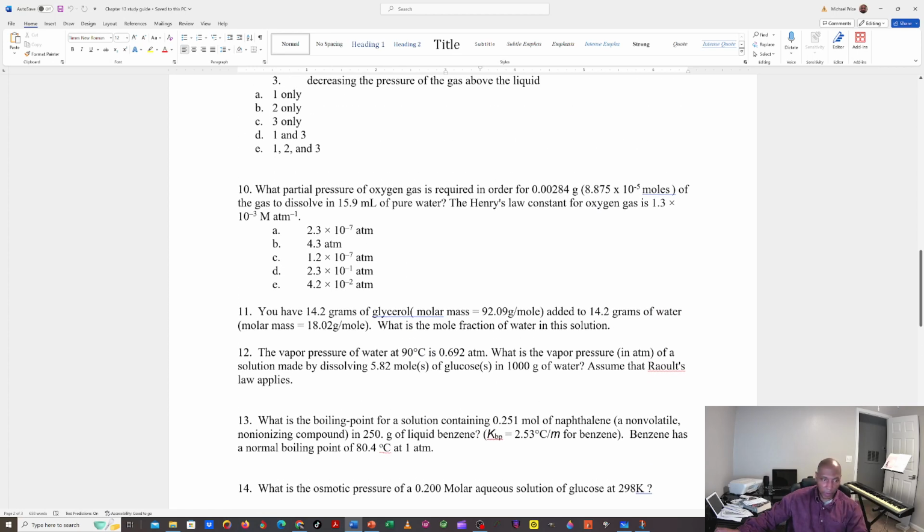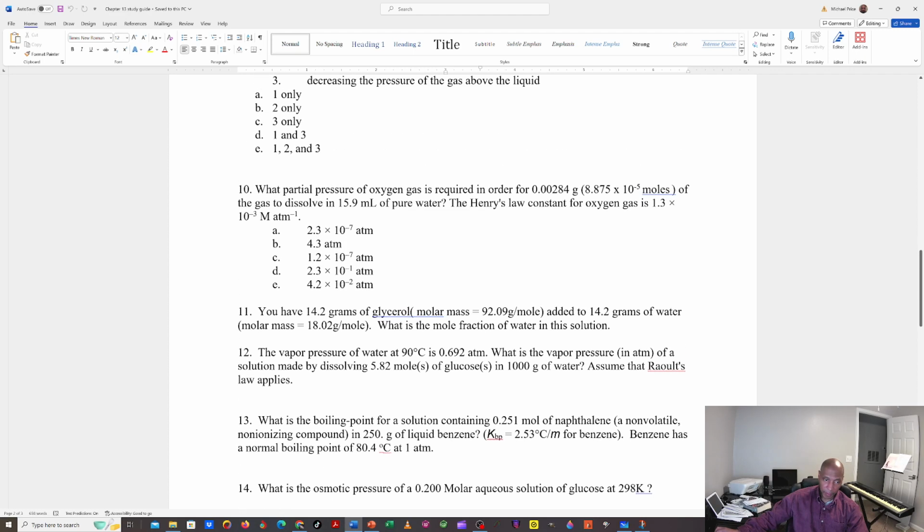All right, so number 13, what is the boiling point for a solution containing 0.251 moles of naphthalene, a non-volatile, non-ionizing compound? Remember, I told you guys naphthalene was found in mothballs. Okay, so we have 0.251 moles of naphthalene in 250 grams of liquid benzene. And the molar boiling point elevation constant for benzene is 2.53 degrees Celsius per molal unit. And benzene has a normal boiling point of 80.4 degrees Celsius at 1 atmosphere.